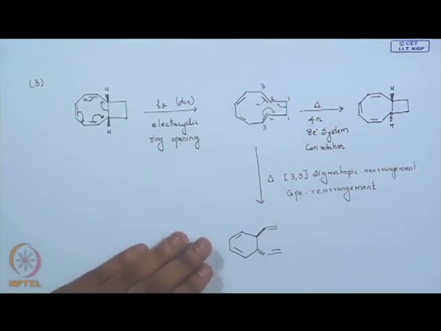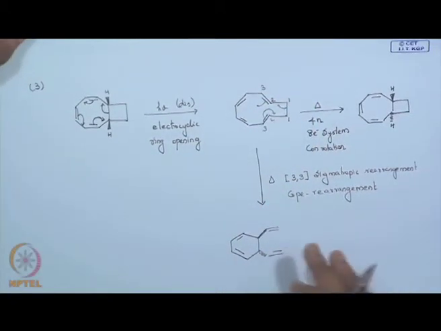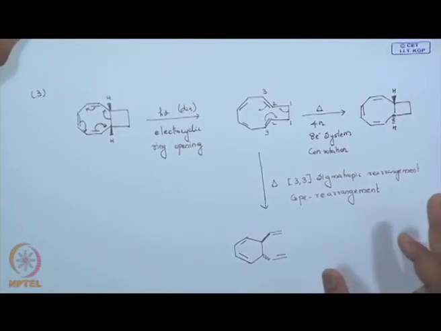Then at the same time you have to see, because most of the time it's not going to give you one sort of product, this pi rotation. This might give you another product also. That's also you have to think on.